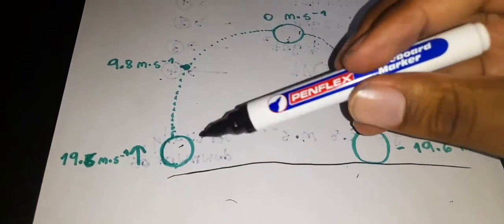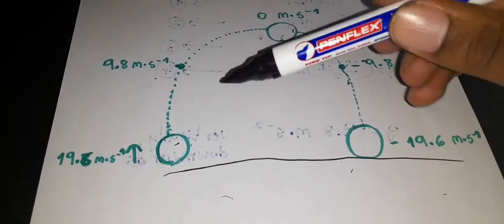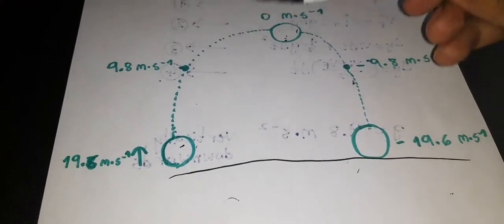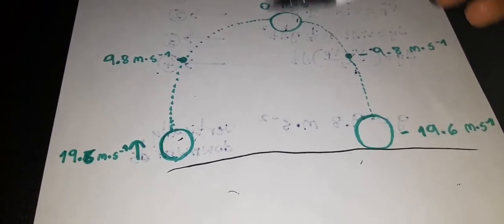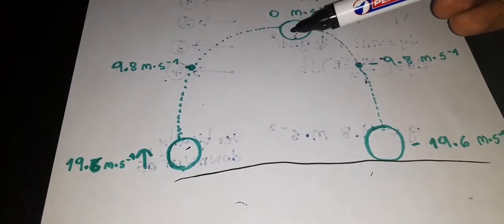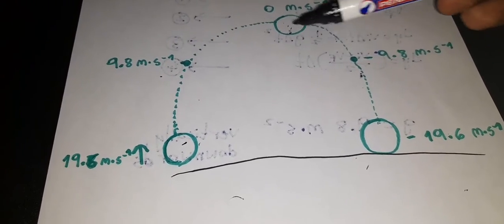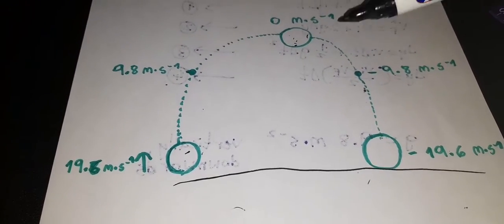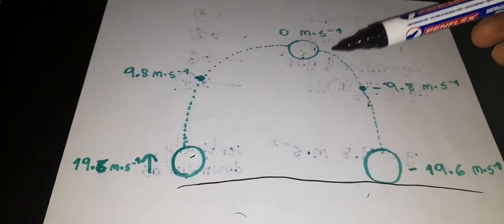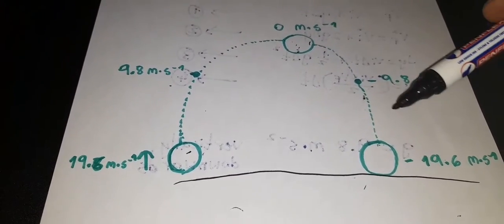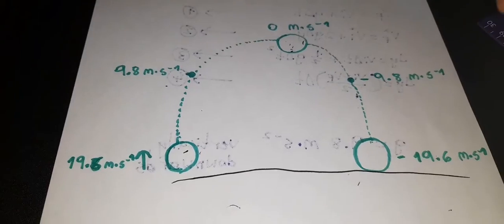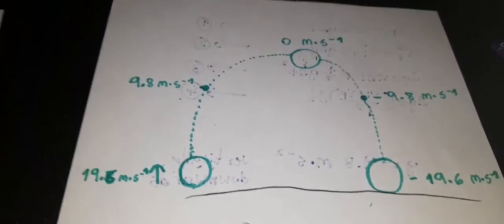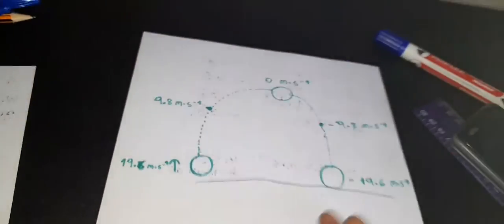This is what you have to know. When the object is moving away from the ground, gravitational acceleration acts as a decelerator, which means it decreases the speed. When the object is falling towards the ground, gravitational acceleration acts as an accelerator, which means it increases the speed. With that being said, let's do just one example to illustrate what I'm saying.